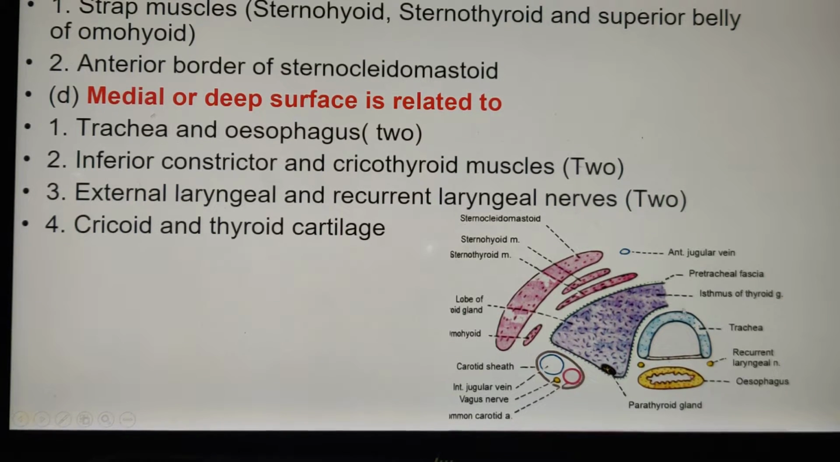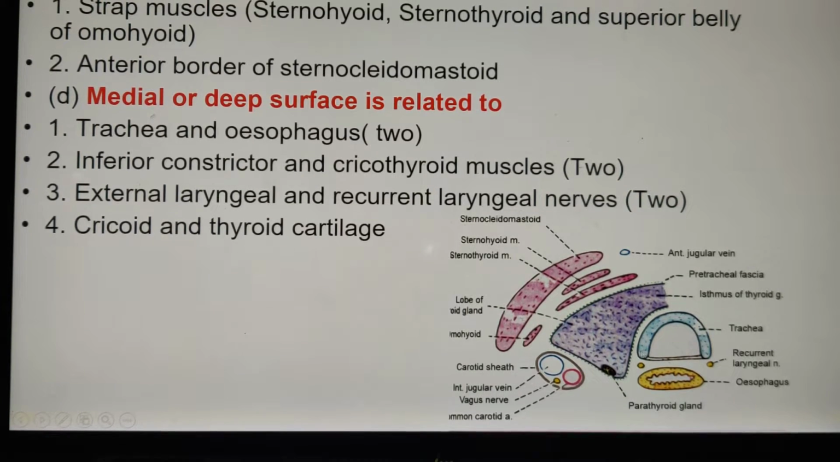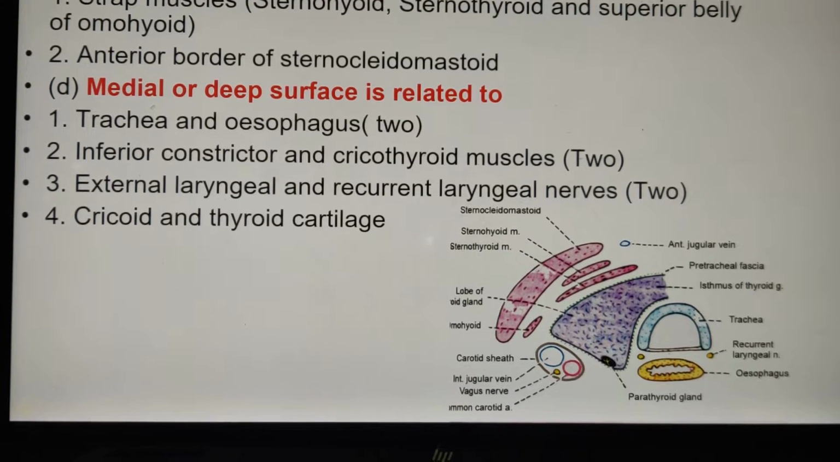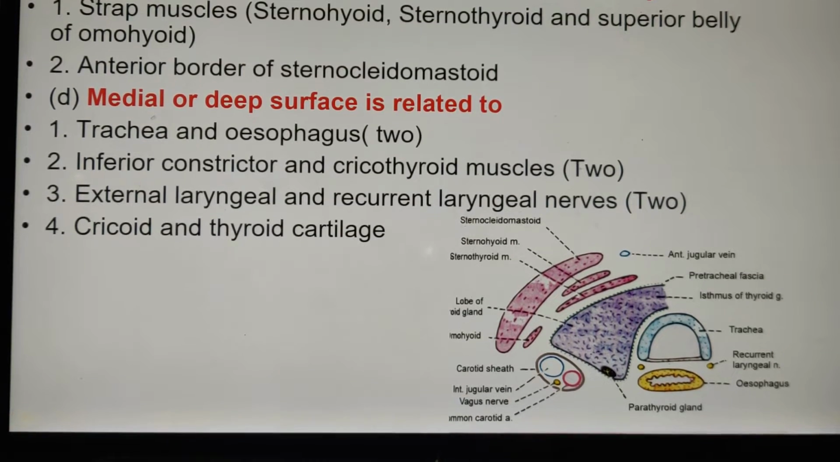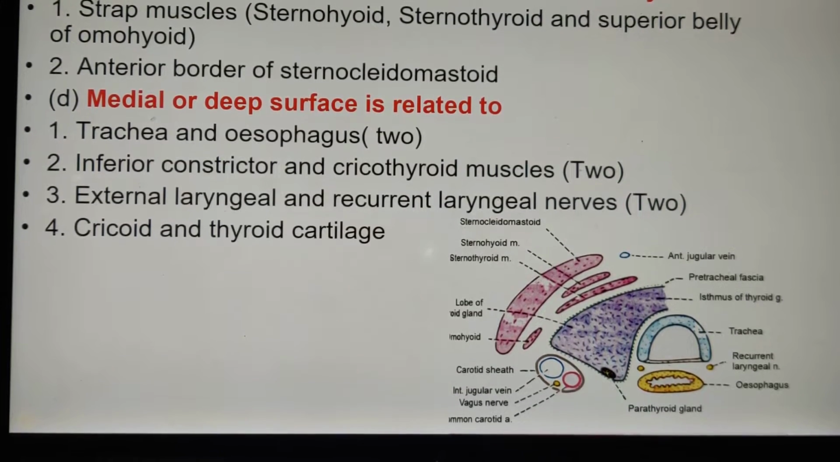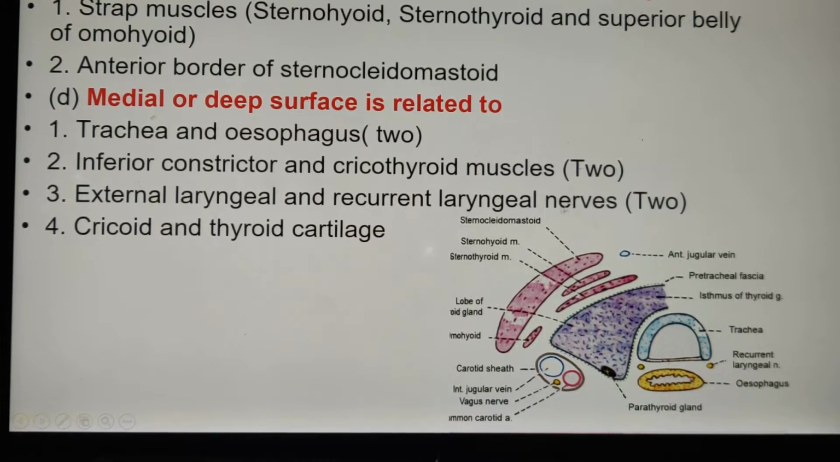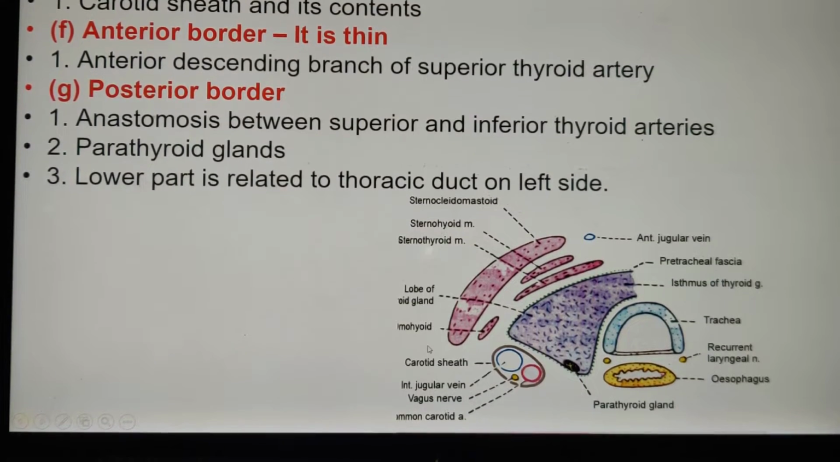The medial surface is related with the trachea, esophagus, inferior constrictor and cricothyroid muscles, external laryngeal nerve and recurrent laryngeal nerve, and cricoid and thyroid cartilage. So you have to remember: two muscles, two organs, two nerves and two cartilages, the cricoid and thyroid cartilage.